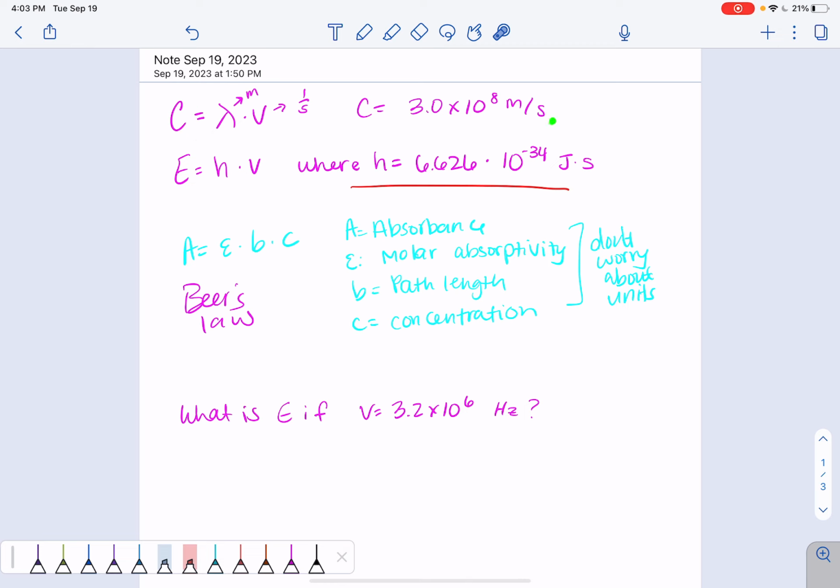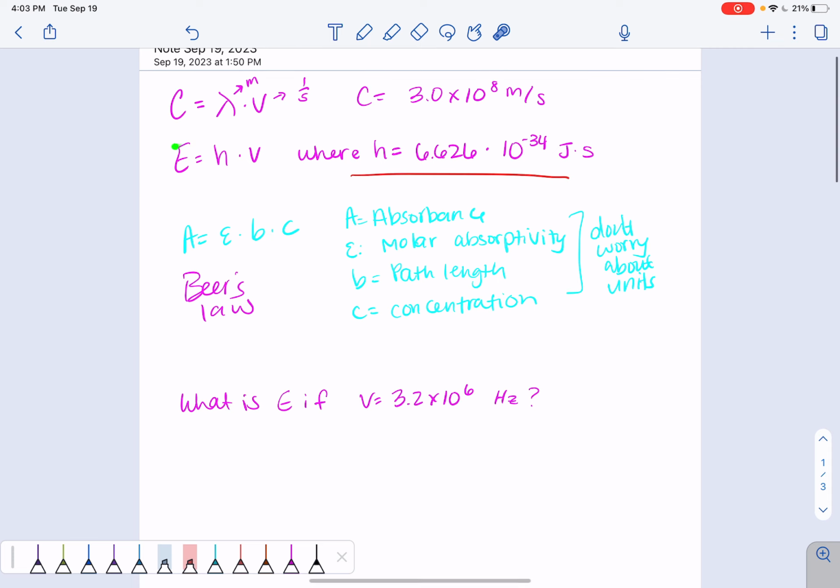And you will need to memorize the speed of light. You need to know that it's 3.0 times 10 to the 8th meters per second. The speed of light is equal to the wavelength of light times the frequency of that light. Now remember that wavelength needs to be measured in meters. So if it's in nanometers, you need to convert it to meters.